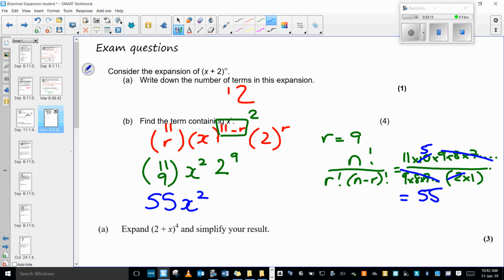It's a big number. Let's just double it up. I don't know what the answer is. 2 to the power 5, I know it's 32. 2 to the power 9 isn't going to end in a 5. Okay, and so 2 to the power 6 is 64, 2 to the power 7 is 128, 2 to the power 8 is 256, 2 to the power 9 is 512.